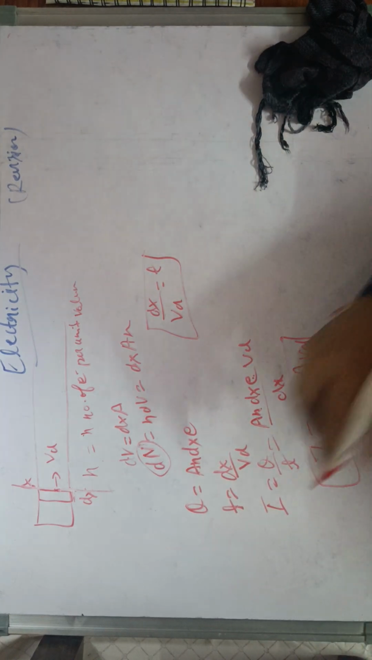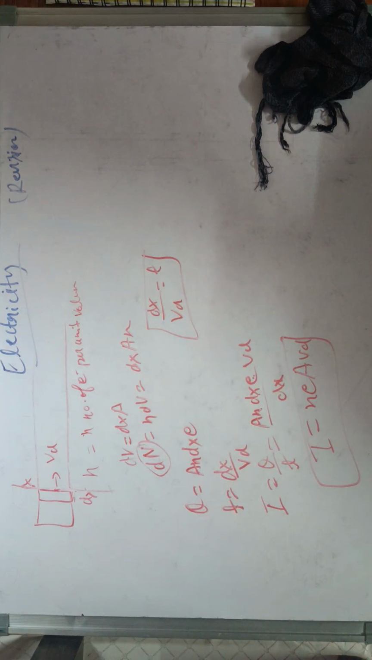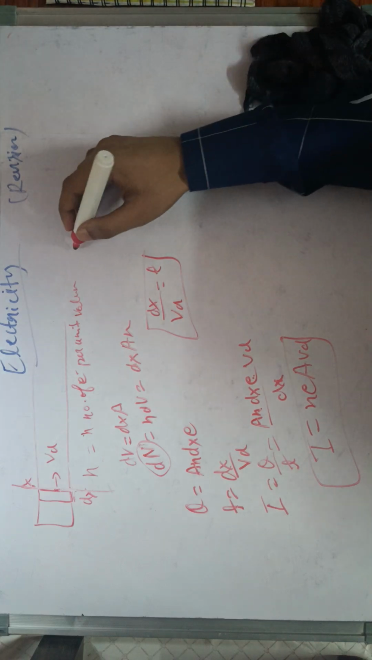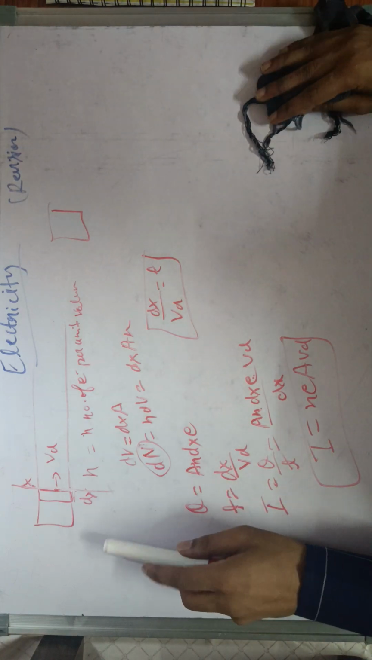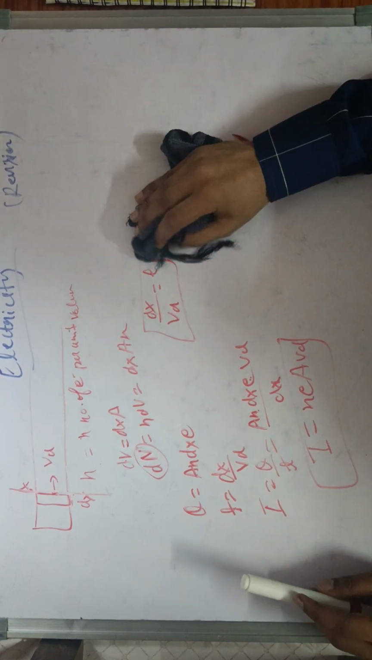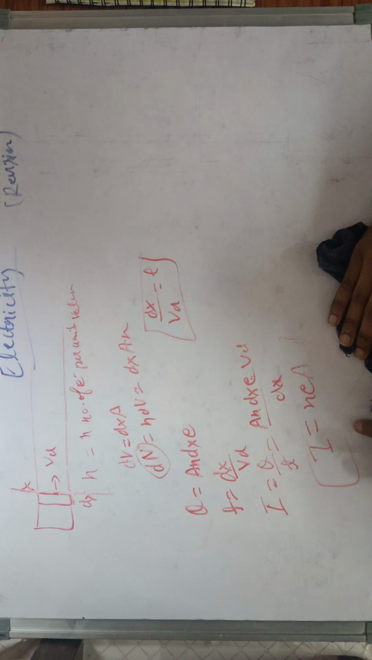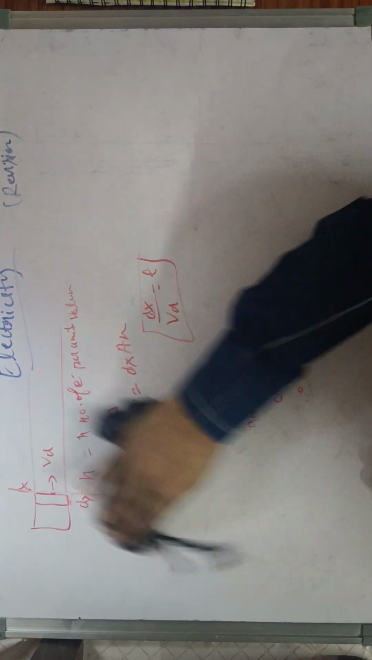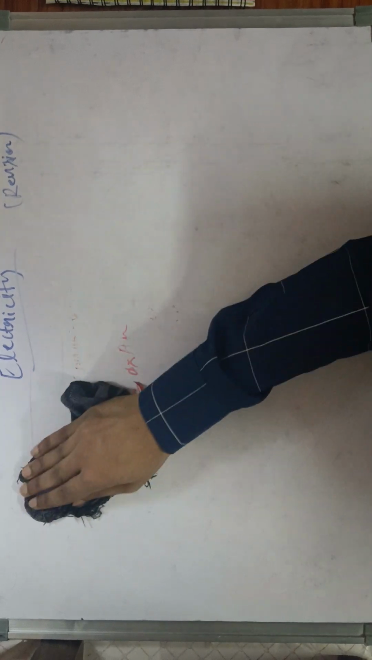So what is current? Current is the amount of charge passing through a point in how much time. Just remember this: the rate of flow of charge, that is the current. Now this was the formula of current in terms of drift velocity and number density.